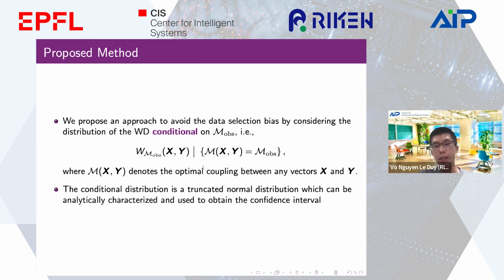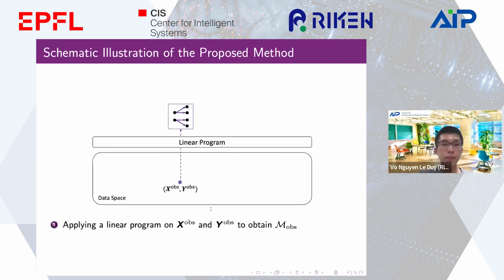By considering the sampling distribution of the Wasserstein distance conditional on the space where we obtain the same optimal coupling as the observed data, we can successfully remove the event of selecting the observed data. In other words, by doing this conditioning, we can remove the data selection bias. Finally, the conditional sampling distribution of the Wasserstein distance is a truncated normal distribution, which can be analytically characterized and used to obtain the valid confidence interval.